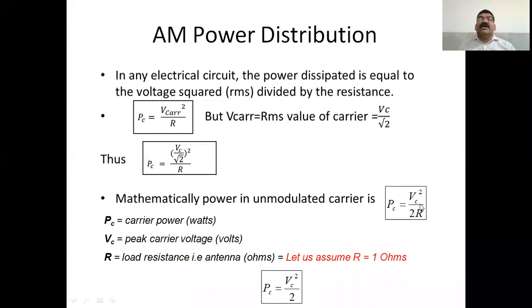This formula we have used multiple times, and here it is derived. So VC square by 2R. PC is the carrier power in watts. VC is the peak carrier voltage. R is the load resistance, that is the antenna, in ohms. Let it have 1 ohm resistance, and PC equals VC square by 2 for this particular example. Now the carrier power is calculated, that is VC square by 2R.